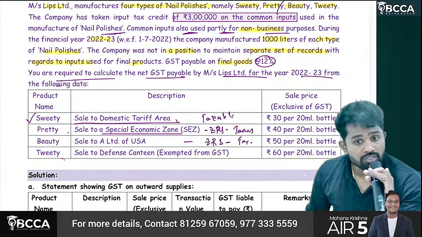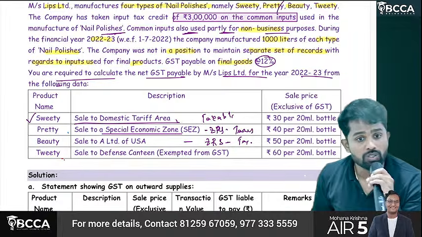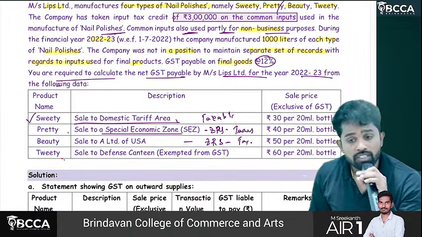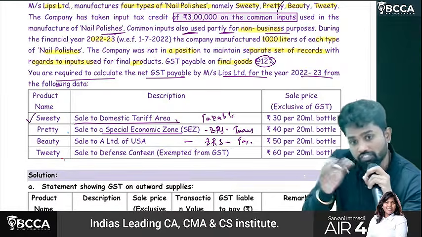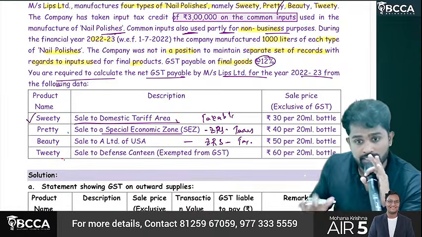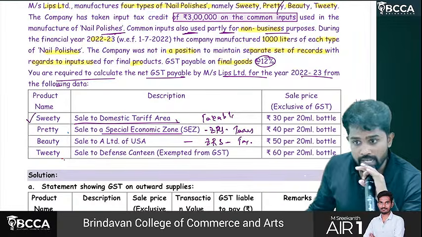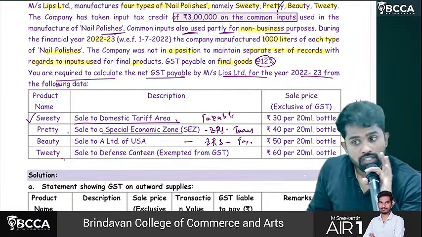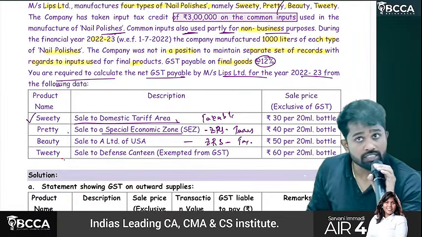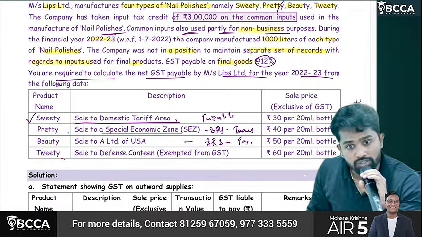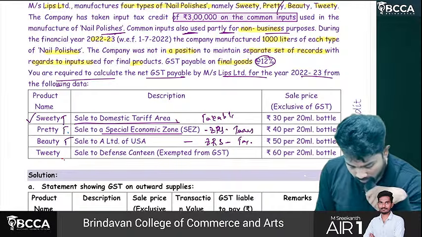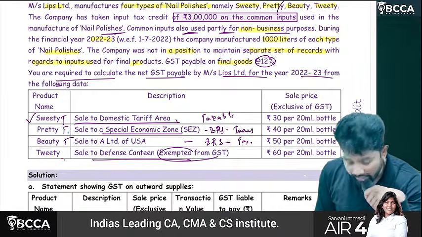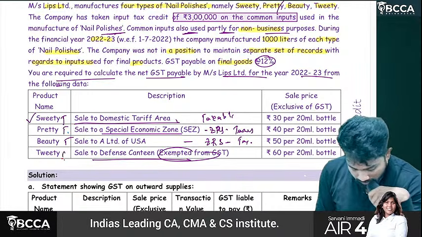Sir, exports and supplies to SEZ areas are called zero rated supplies. Even though they are zero rated, just because we refer to the rate as zero, it doesn't mean they are exempted. There won't be any tax, but still they will be considered taxable supplies only. Zero rated supplies are always to be treated as taxable supplies only. So the first 3 are taxable only. The fourth one, they said, is exempted from GST.